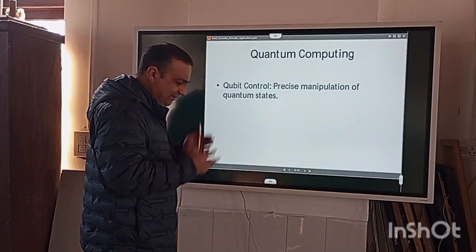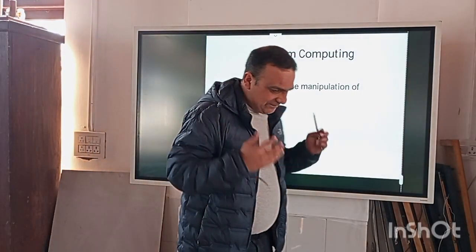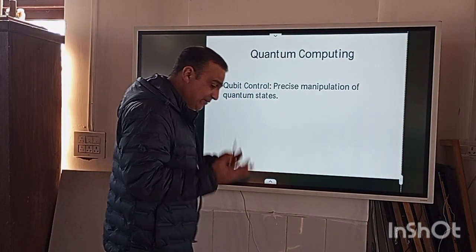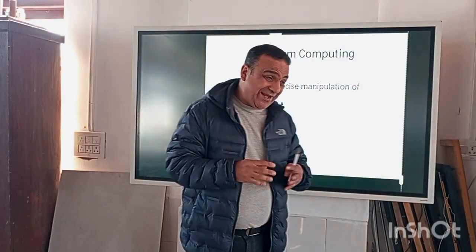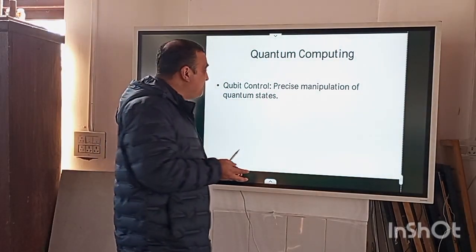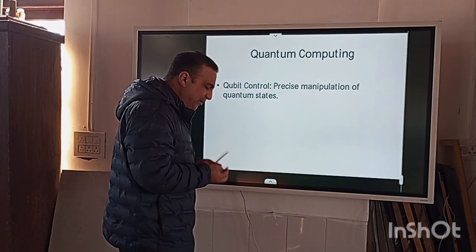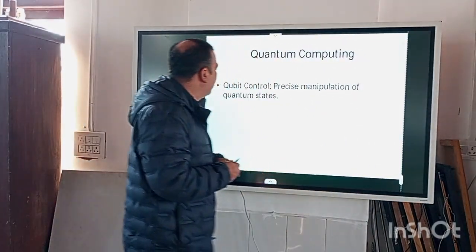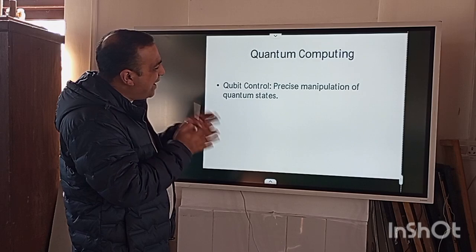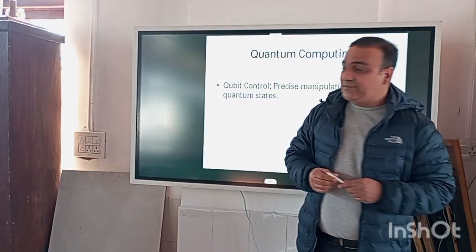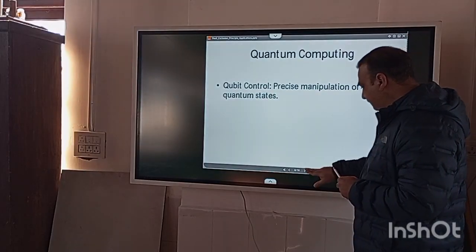Quantum computing. The world is running towards quantum computing, and we know that we have qubits. We can have qubits of these Cooper pairs. We can have qubits of ions. We can have spin qubits. The precise manipulation of these quantum states is dictated by Pauli's exclusion principle.